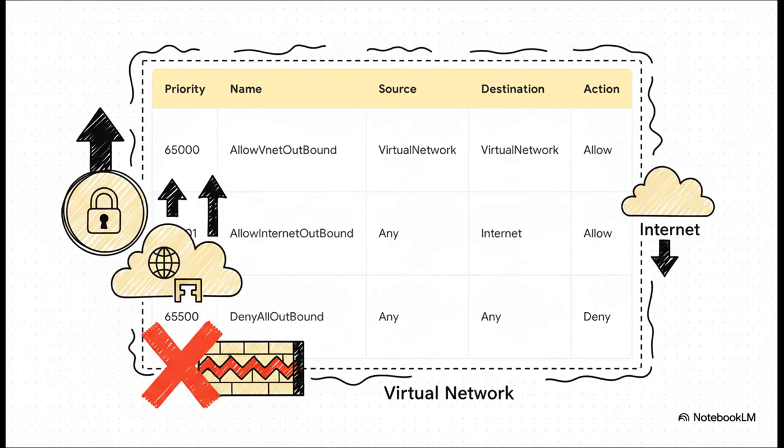And it's pretty much the same story for the outbound rules. Traffic can move around inside the network, and by default, it's also allowed to go out to the internet. But just like before, there's a deny all outbound at the very end to catch anything else. It's a really sensible, secure by default setup.